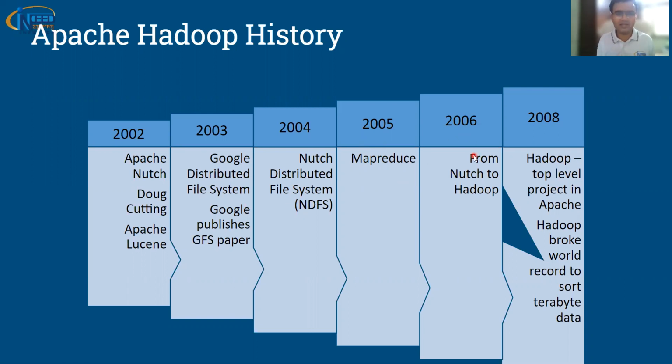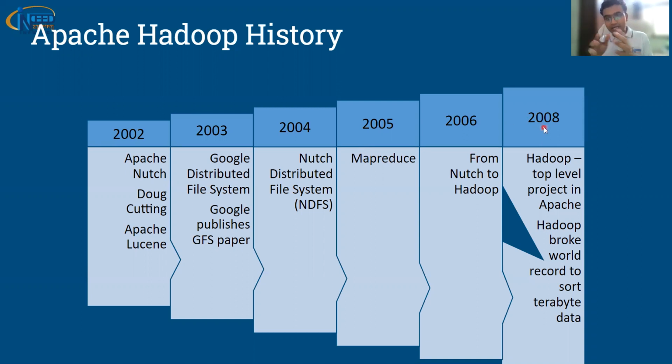That's a very funny story. Doug Cutting's son used to play with a yellow toy elephant, and that kid used to call the elephant Hadoop. So Doug Cutting picked the name from there, and the project's name was changed from Nutch to Hadoop. That is how it got the name Hadoop. After that, whatever tools you see are named after some animal, insect, or living being.